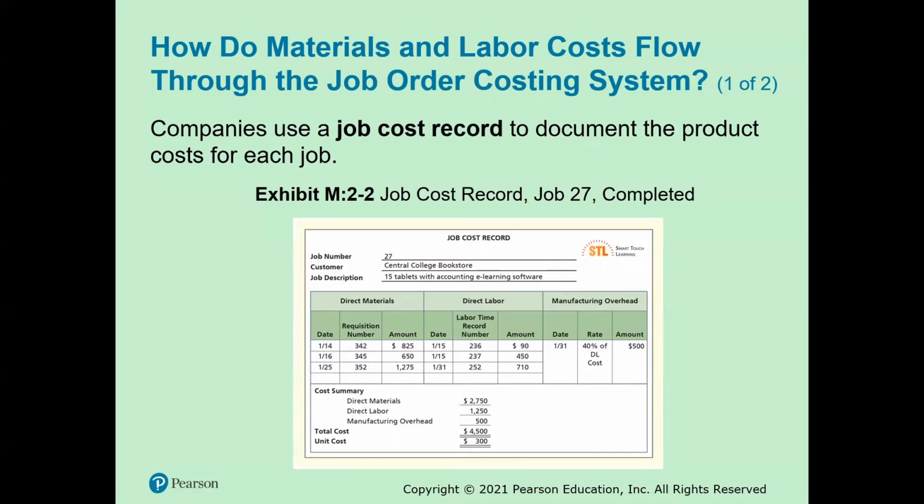As with all financial statements in this chapter, the following table contains amounts in dollars unless otherwise noted. Here you see with this job cost record, job 27, the customer is Central College Bookstore, and the job description is 15 tablets with accounting e-learning software.